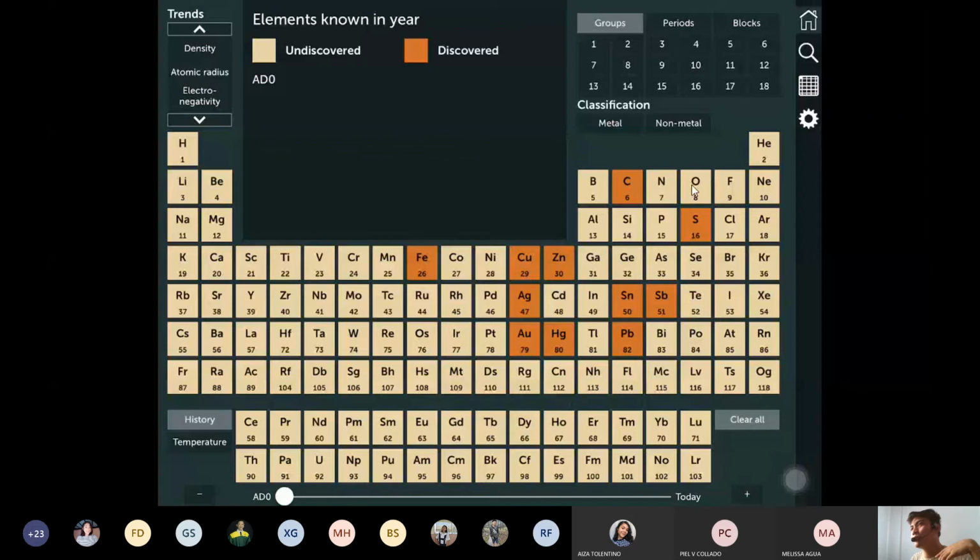So, ibig sabihin, nung pinanganak si Christ, no, ang alam lang nilang elements is carbon, sulfur, iron, copper, zinc, silver, gold, mercury, lead, so on and so forth, no. Then later on, as science progressed, dumadami na yung mga questions about stuff, they started investigating on matter. So yun, dumadami ang ating mga elemento.